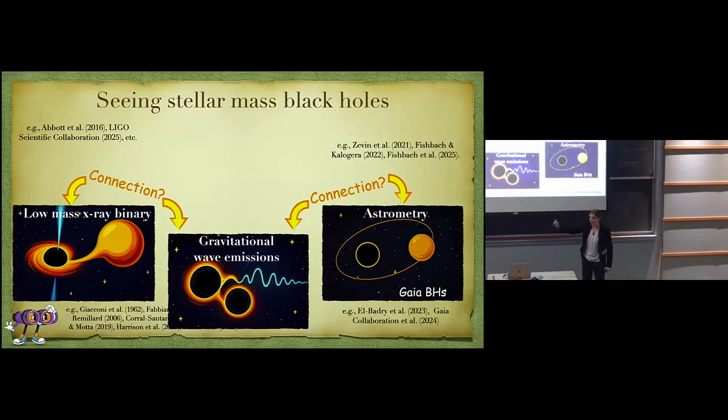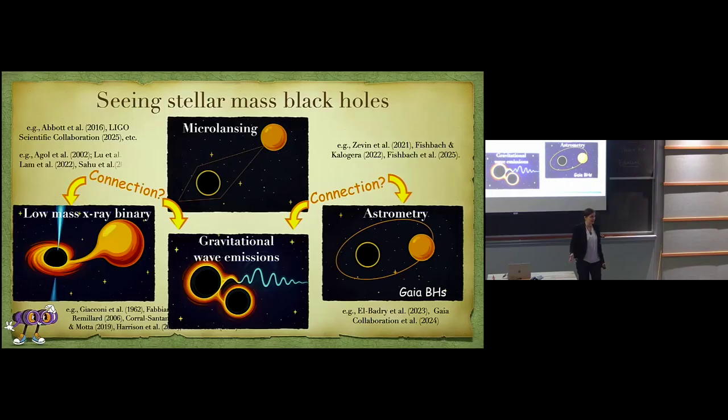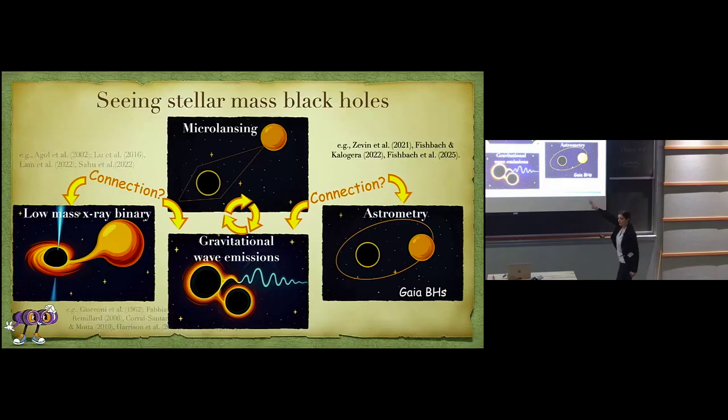There is, of course, another way to detect stellar mass black holes, and that relies on microlensing. And while I'm going to mainly focus on the binary channel, the channel that I'll describe to you produces a lot of single black holes, naturally detected by microlensing. So I'm going to suggest a link between all these four methodologies.